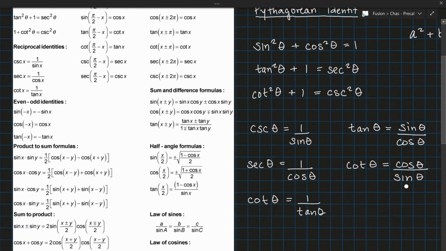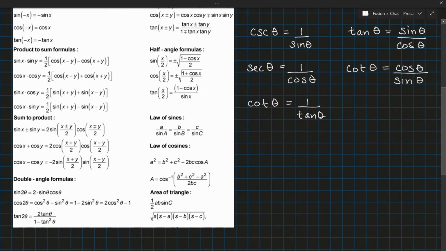We already talked about the even-odd identities, meaning that sine is an odd, anti-symmetric function. So if you plug in a negative angle, you're going to get negative sine. Similarly, cosine is a symmetric function, so if you plug in a negative angle, you just get the same cosine. You probably won't use that as much in the identities or in simplifying the equations, but it's possible.